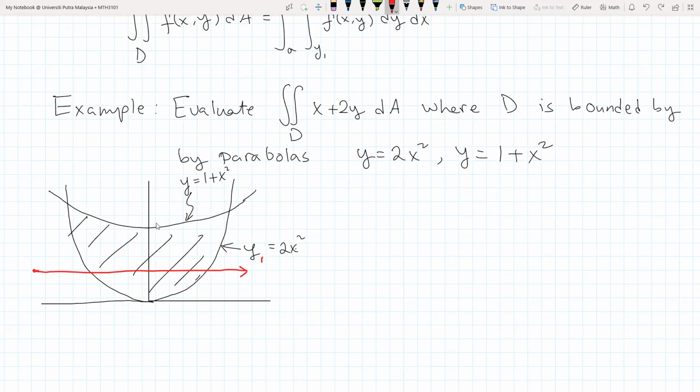Ada 4 kali keluar. So dia macam tak konsisten. Okay, let's try. If you go from this line, like kalau kita fix X, run through Y axis, kita akan masuk daripada Y sama dengan 2X squared and exit melalui Y equals to 1 plus X squared. Sama juga kalau kita letak kat sini, kita akan masuk line yang sama, kita akan exit line yang sama at this point. Okay, so in this case, dia adalah type 1.